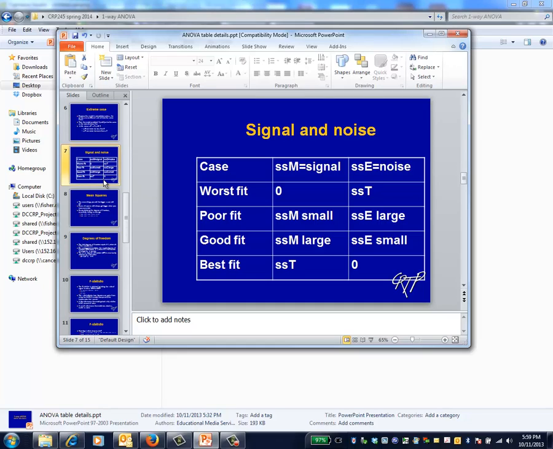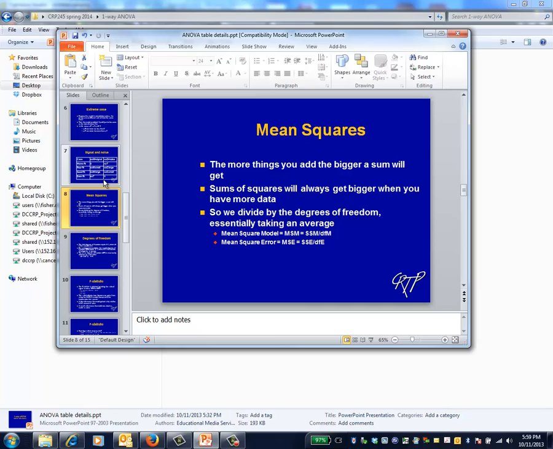This slide illustrates the relationship between signal, noise, and model fit. How large the model sum of squares must be relative to the error sum of squares in order to be able to declare statistical significance is what the ANOVA table is all about. To get a signal-to-noise ratio, we first translate sum of squares into mean squares by dividing through by something called the degrees of freedom. This slide provides, if not a precise definition, at least an illustration of the idea behind degrees of freedom.